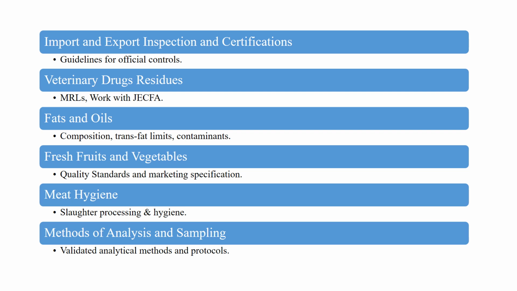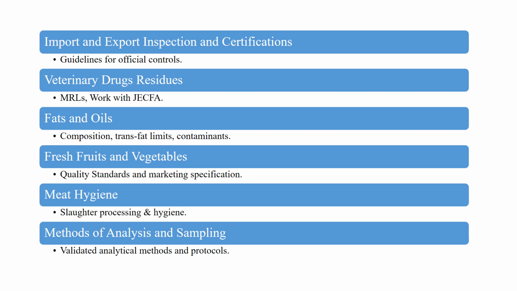Codex Committee on Fresh Fruits and Vegetables provides the quality standards and marketing specifications that should be followed in order to prepare a product which involves fruits and vegetables. It could be products like ketchup or products which are sold fresh from the market. Codex Committee on Meat Hygiene provides standards for the slaughtering area, how to perform slaughtering, how to do processing of the meat, and how to maintain hygiene in the manufacturing area.